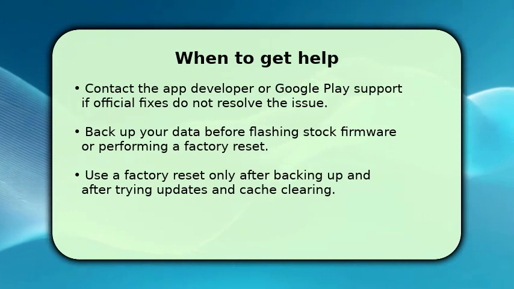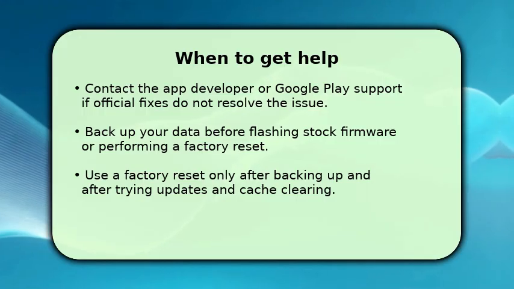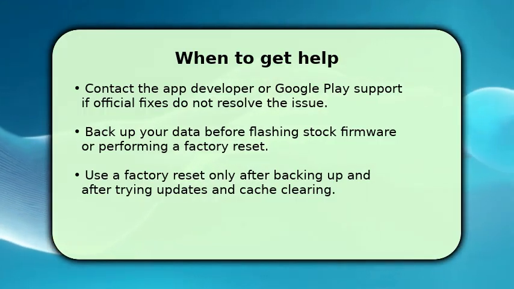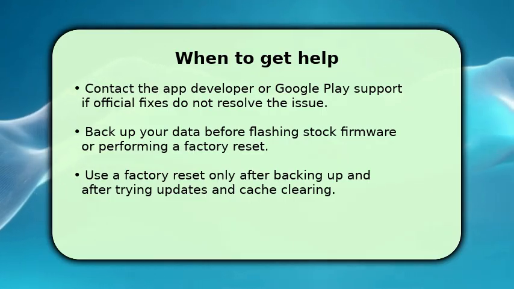Back up your data before flashing stock firmware or performing any advanced repair steps. Use a factory reset only after backing up and after trying updates and cache clearing. Ask the developer whether the app requires specific Play Integrity features or device lists. Follow their instructions if they request logs or a device check. This keeps your account safe.